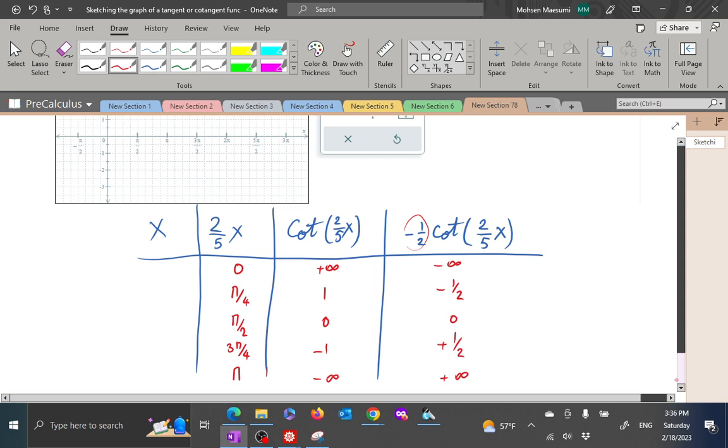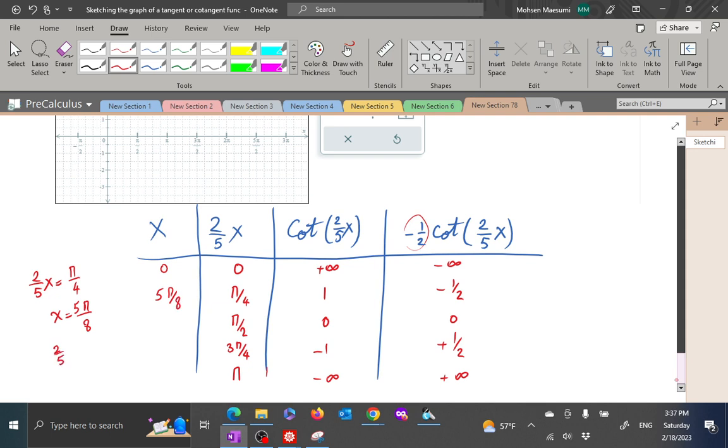2/5 of x is any of these angles. So what is that angle? 0 is 0. If 2/5 of x is pi over 4, so what is x? Divide by 2, so it becomes 8. Multiply by 5, so 5 pi over 8. A peculiar angle, huh? Now another one, 2/5 of x is going to be pi over 2. So x is 5 pi over 4.